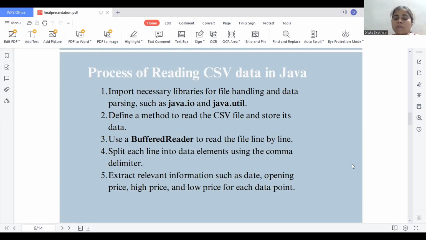The third point is to use a BufferedReader to read the file line by line. To analyze our stock market CSV data, we use a BufferedReader. In the fourth point, split each line into data elements using the comma delimiter. In the fifth point, extract the relevant information, such as the date, price, high price and low price for each data point, to analyze our data.